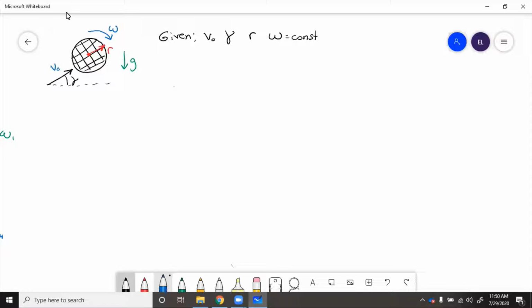then we need to find the velocity and acceleration of a point P on the ball.